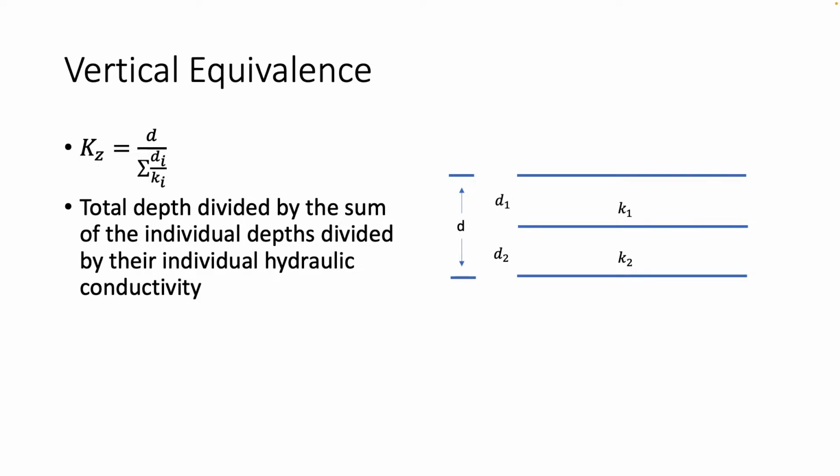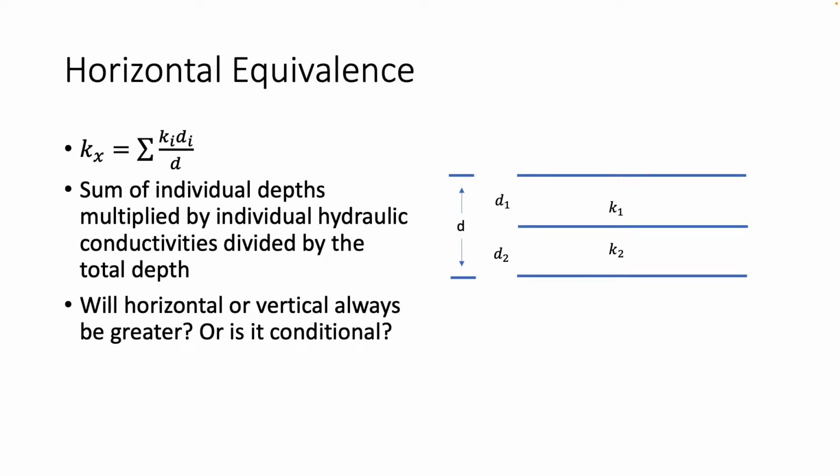So if we look at vertical equivalence, so flow in series, right? So we have the total depth, and in this case it's 2 layers, but it could be as many as you want, right? But the total depth of however many layers you have divided by the sum of each individual depth divided by the hydraulic conductivity of that particular layer. So basically you're doing like a weighted average. All right, so that's how we do vertical equivalence.